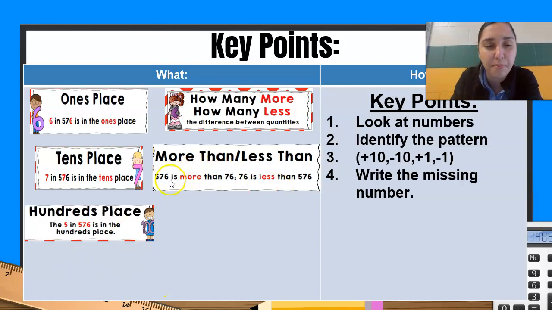Obviously, this is not a good example. For example, it can be 46 is more than 36. Well, how many more? It's 10. Now, let's go over less. 76 is less than 576. Like I told you, this is not a good example to be using the pattern of plus 10 or plus 1. You can say that 74 is less than 75. Well, how much less? What's 1 less?